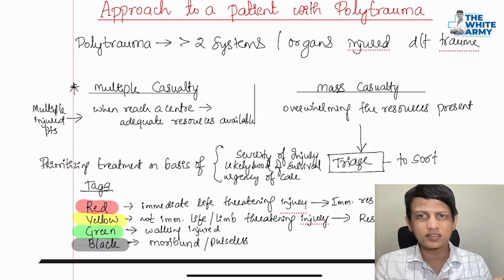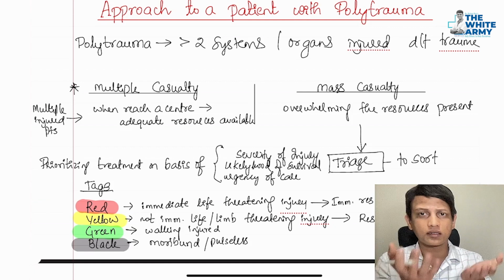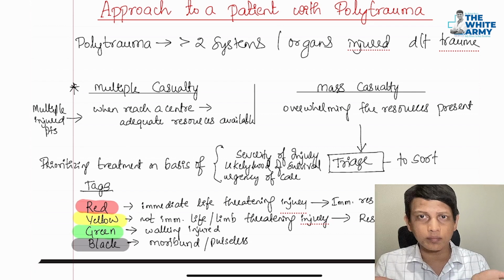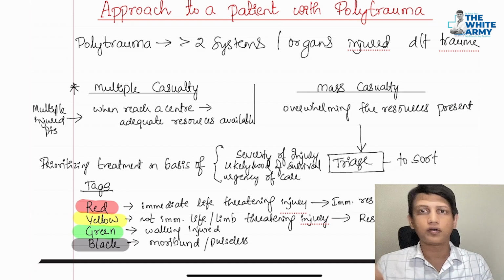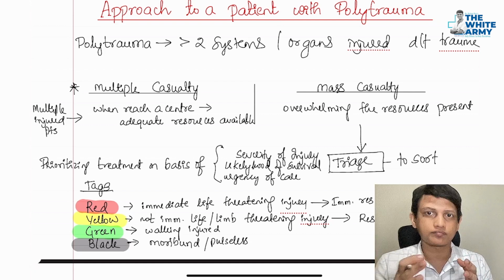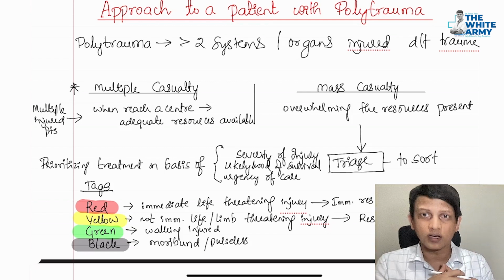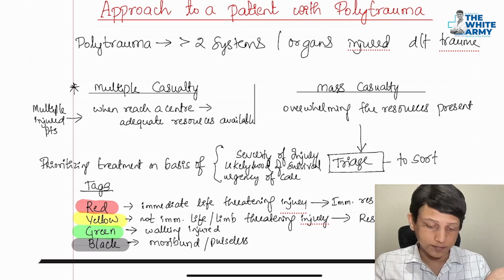It can be PHC, CHC, wherever, if the patients can be well managed within the resources and manpower available, then it's called multiple casualties. Whereas if they can't be managed, and they have to be referred to some other centers because of lack of resources, then it's called mass casualty.